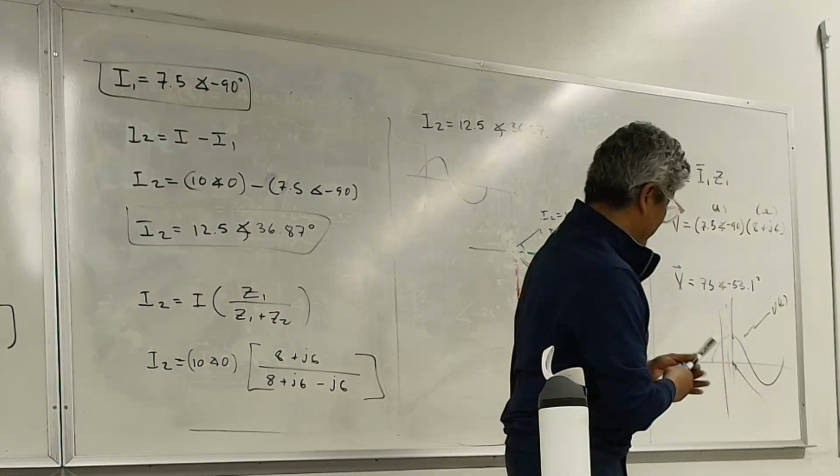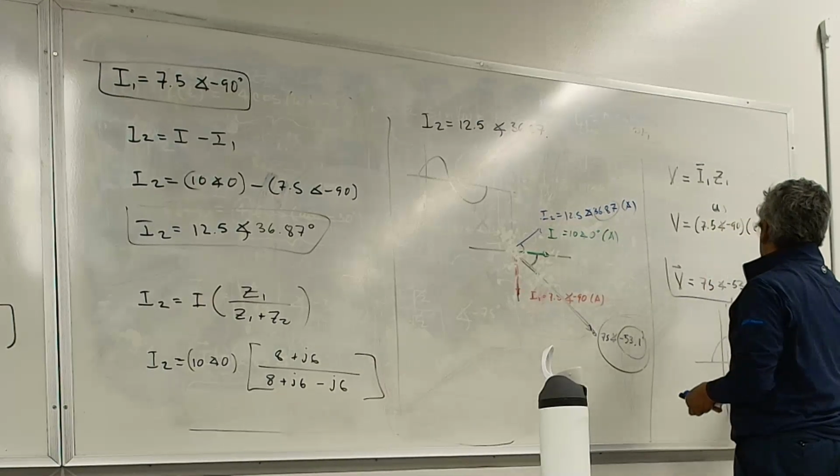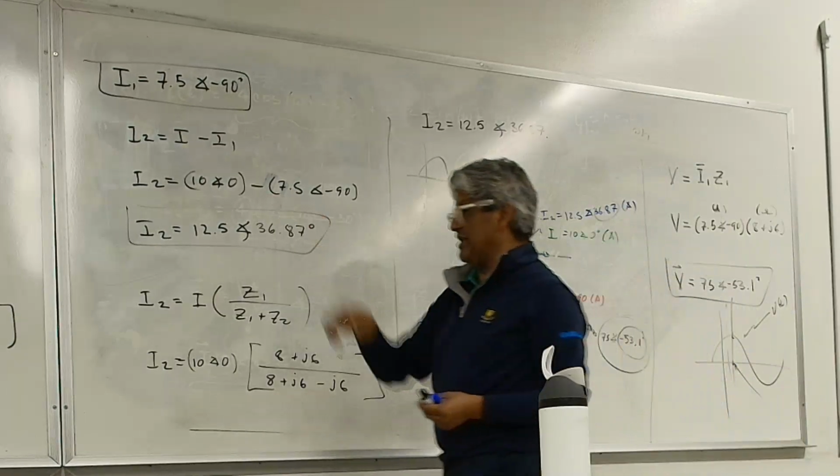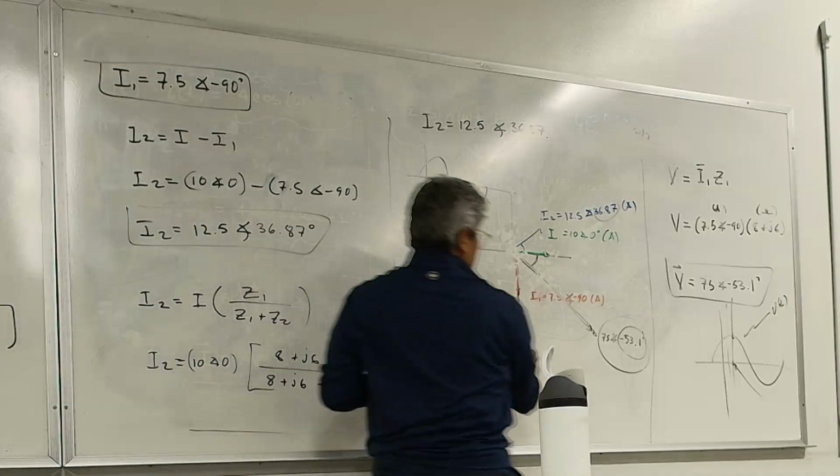In other words, if I do this, this is what I'm saying. That's the voltage across those impedances. Or you can do it this way, you should get the same thing. I don't want to erase this.